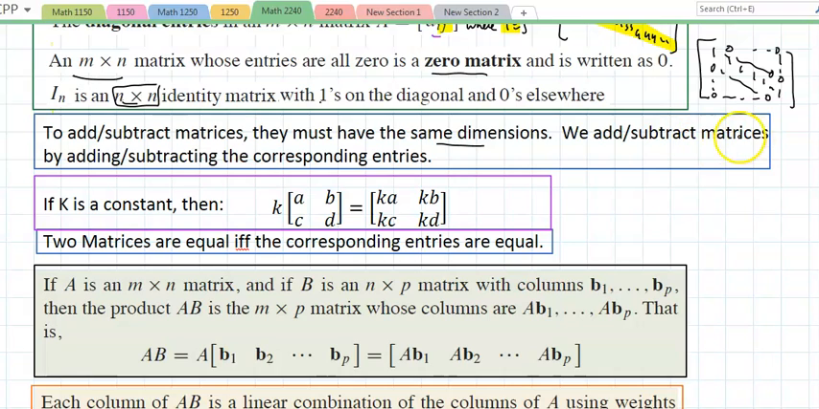To add or subtract two matrices, they must have the same dimension. We add or subtract the matrices by adding or subtracting the corresponding entries. We're going to do an example on each. If k is a constant and you multiply a matrix by it, kA, that's simply multiplying every entry in the matrix. Remember, matrices are a list of vectors, so the rules of vectors apply to matrices. Two matrices are equal if and only if the corresponding entries are equal.